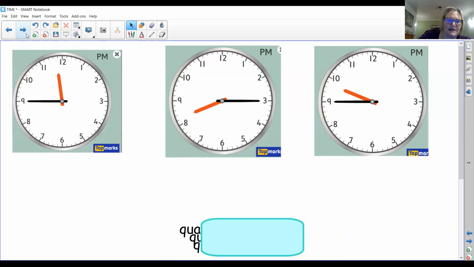Let's move on. So we've got 3 times. Pause the video, see if you can read those 3 times. Good luck. Right, children, so 8:15. 8:15 is this one. It's a quarter past, it's pointing to the 3, it's just gone past the hour of 8.